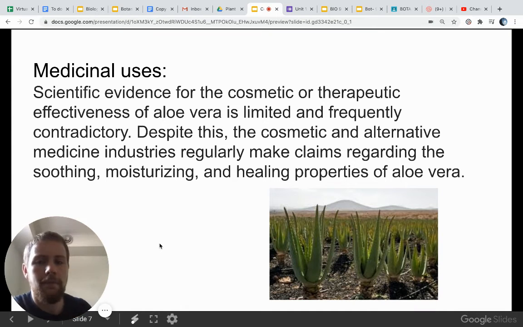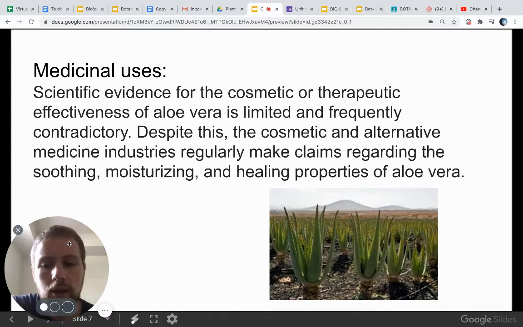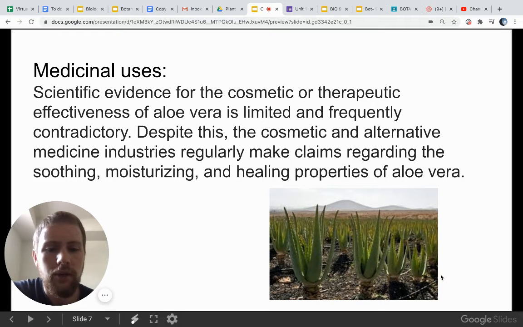However, there are regular claims that aloe can soothe, moisturize, and heal, which is evidenced by what we see with our sunburn treatments. I got a really bad sunburn when I was in Costa Rica, not being well adapted to that equator direct sunlight. And luckily, one of my group members had aloe vera.